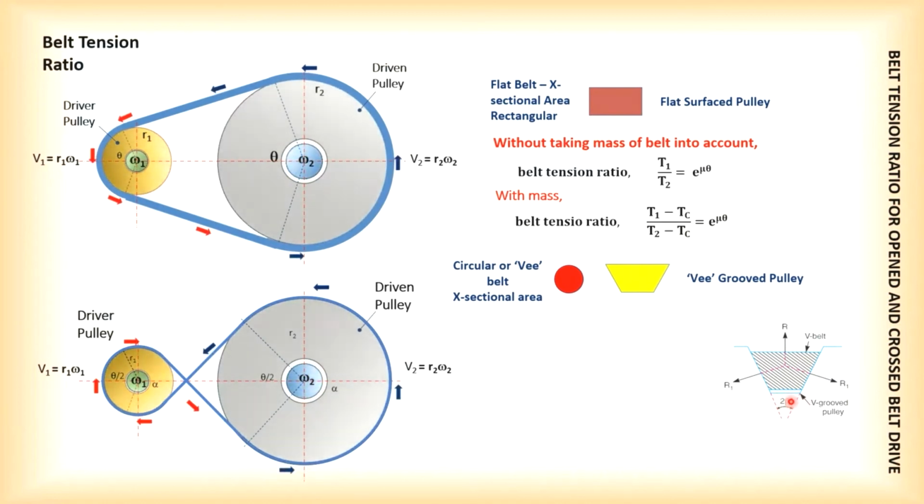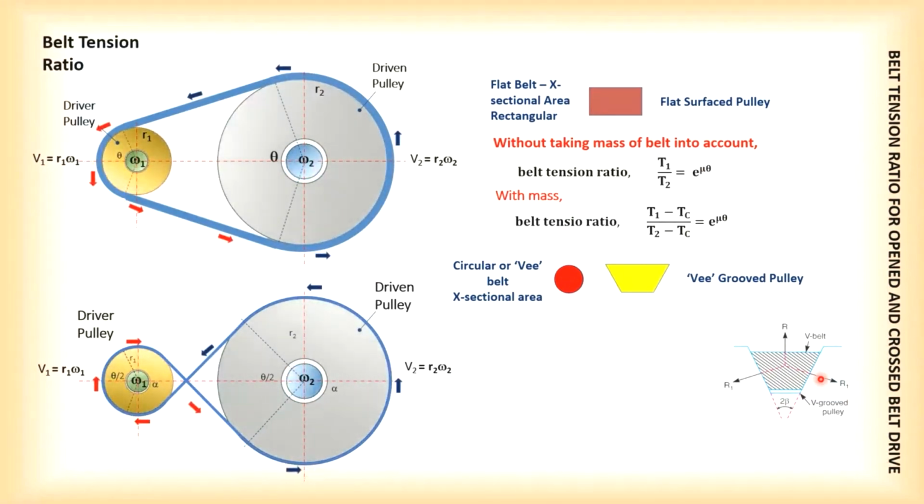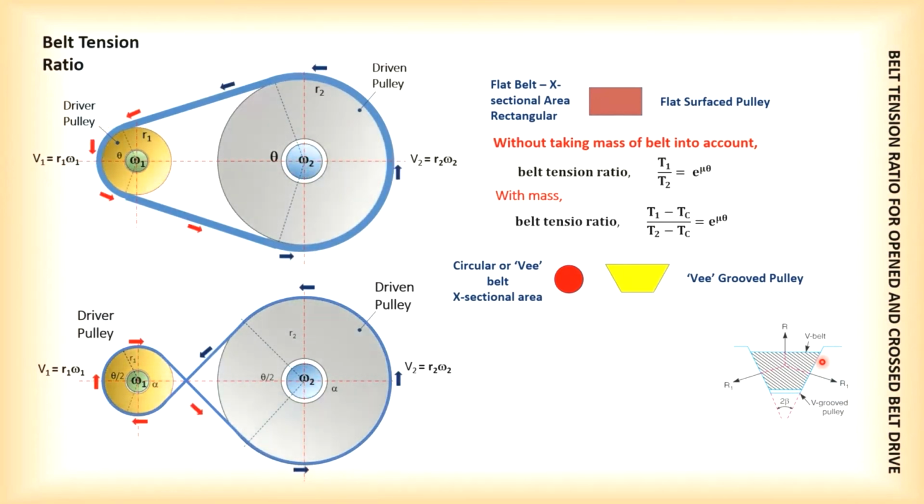So this angle 2 beta is called the groove angle. And these two surfaces will give you friction. So when it refers to a V belt, the contact surface between the pulley and the belt is greater now. So the power which can be transmitted should be higher because of the contact surface.